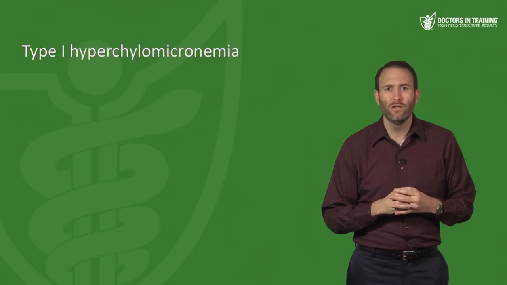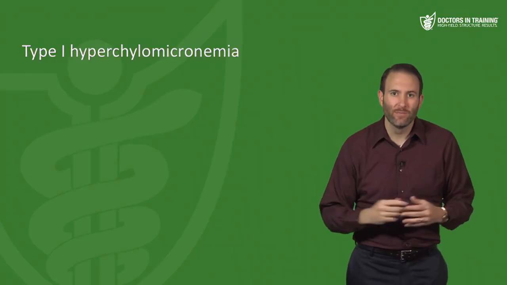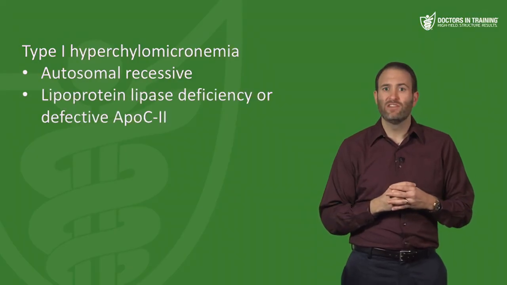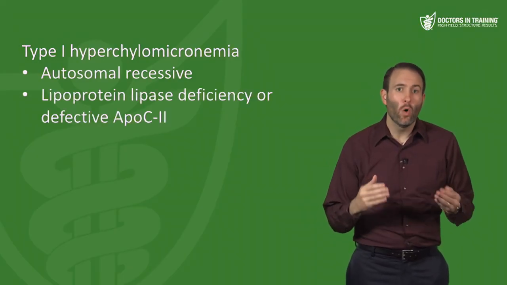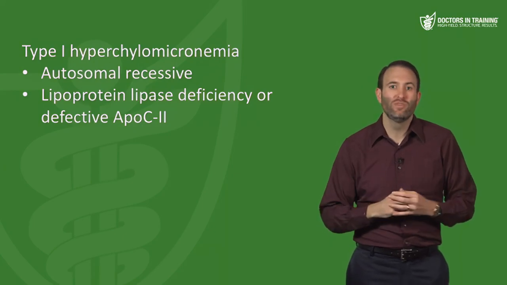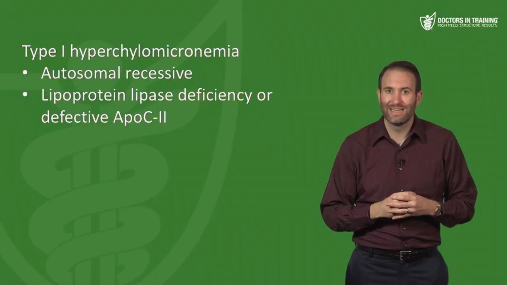There are really only 3 dyslipidemias that I want you to know about. The first one is hyperchylomicronemia, which is an autosomal recessive condition. Here we see a deficiency in lipoprotein lipase or a defective ApoC2. Remember that ApoC2 was a cofactor for lipoprotein lipase.